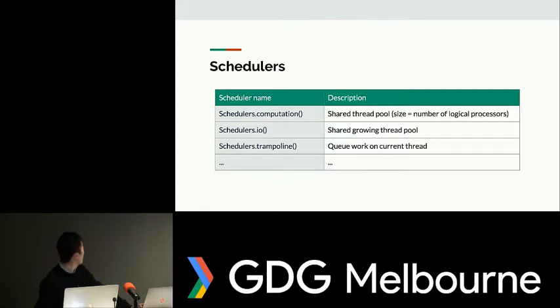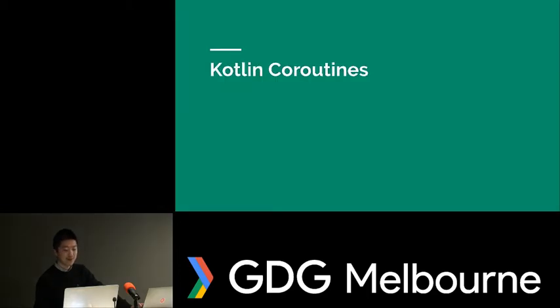The last one is the trampoline scheduler. Normally we use that just for unit tests to override the other schedulers because it will make your calls synchronous. I think it's better than managing individual threads or thread pools manually, but it's threads essentially. So Kotlin Coroutines is another option.